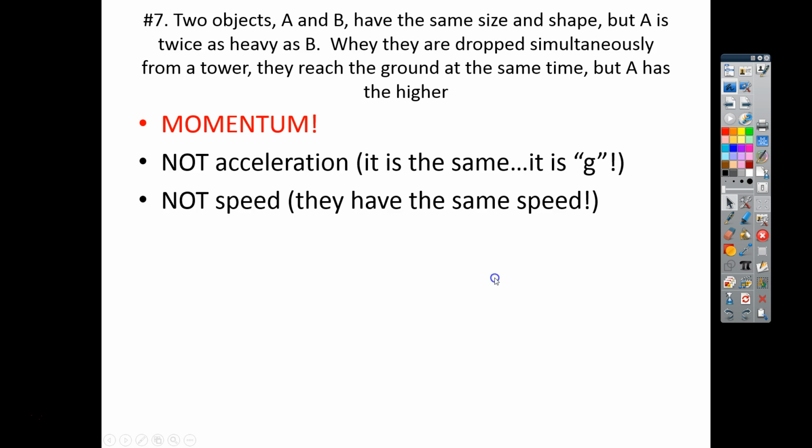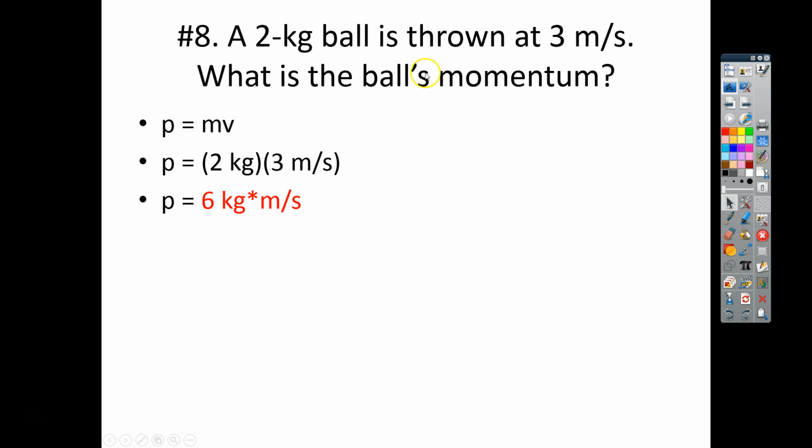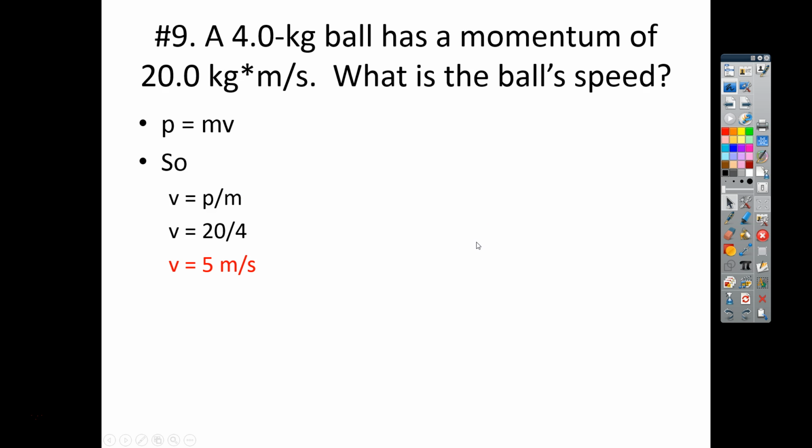For number 8, this one says a 2 kilogram ball is thrown at 3. What's its momentum? So this is really easy, just 2 times 3, and its momentum would be 6 kilogram meters per second. For number 9, a 4 kilogram ball has a momentum of 20 kilogram meter per second, so they want to know what is the ball's speed.